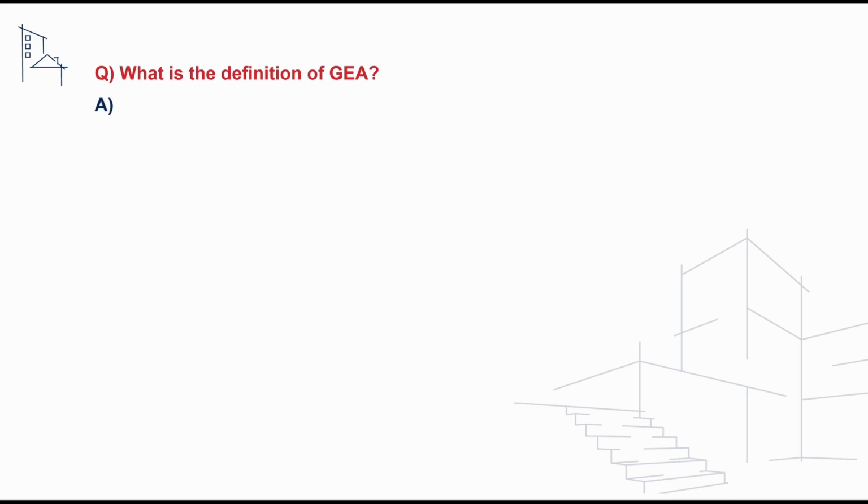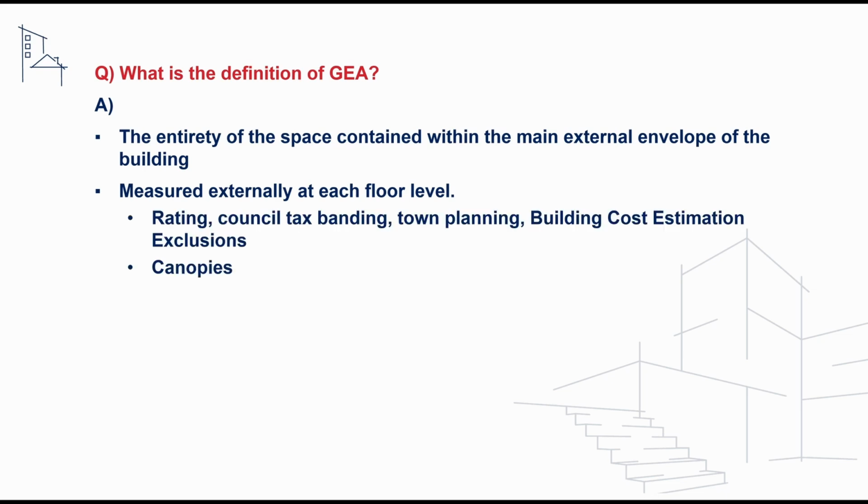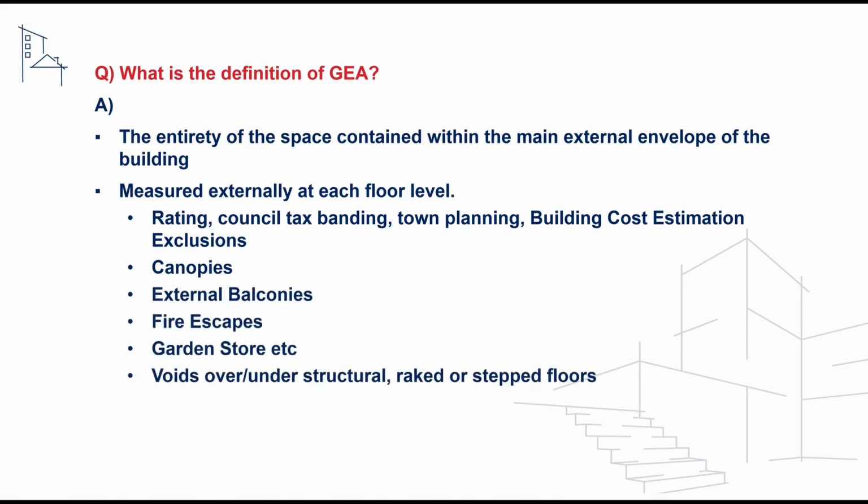And to address this, we can say that this is the entirety of the space contained within the main external envelope of the building. And this is calculated using the measured external area at each floor level of the building. It could include components such as canopies, external balconies, fire escapes, any garden stores, or any voids either over or under structural or stepped floors.